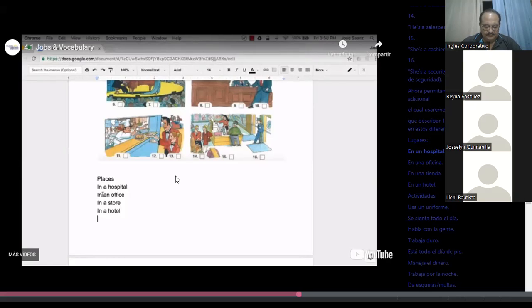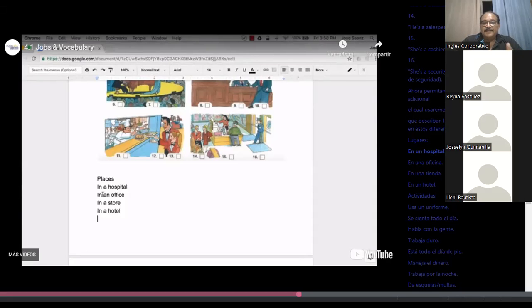Security guard. Well, the security guard is in all the companies, right? In companies, in neighborhoods. Okay, la mayoría de vecindarios también tienen sus security guards, right? Security guards. Yes, exactly right. You can find the security guards, supermarkets, hospitals.